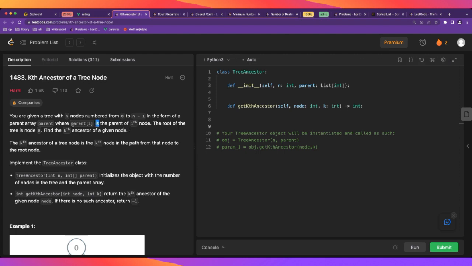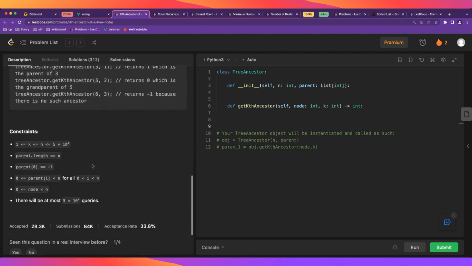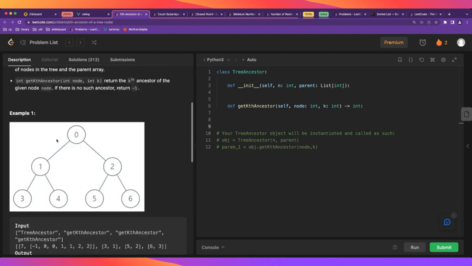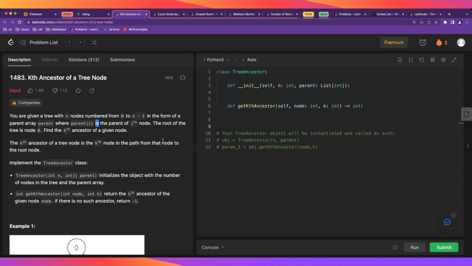And for every node i from 0 to n-1 inclusive, we know which one is the parent. The root of the tree is node 0 that doesn't have a parent, so we get -1 as the parent of 0. And so the kth ancestor of a tree node is the kth node in the path from that node to the root node.